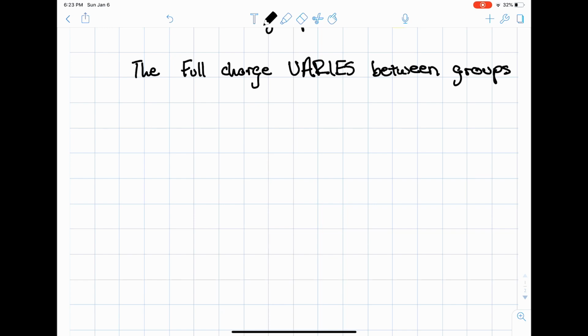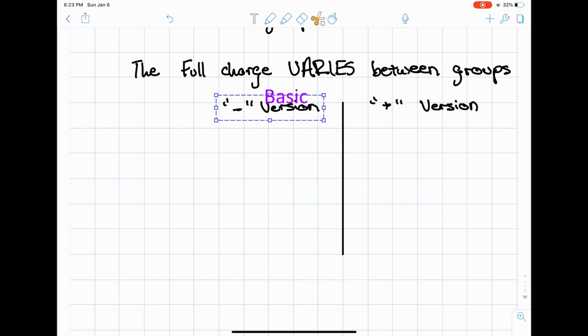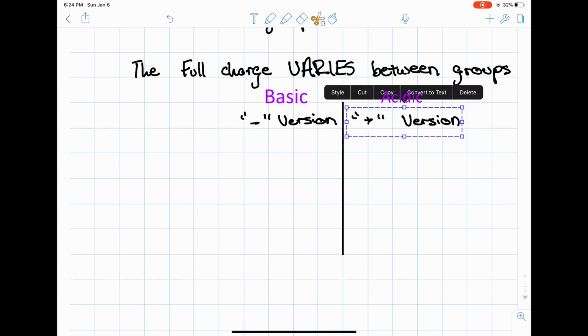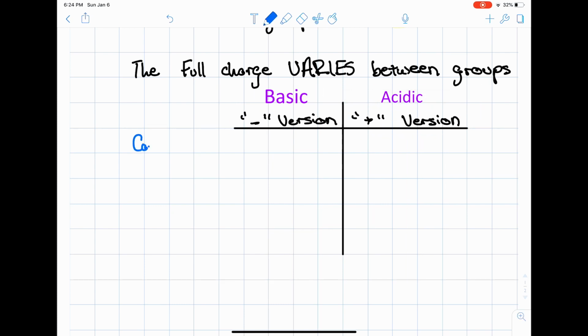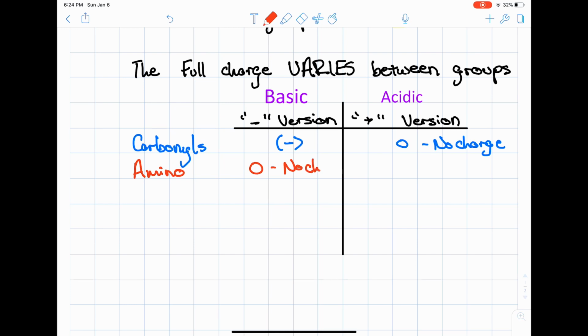For me, this isn't the most scientifically accurate way to look at this, but I like to think for each group there's a quote-unquote negative or basic version and a quote-unquote positive or acidic version for the charges that it can have. For all amino acids, the carbonyl group can only either have a full negative charge as its basic version or no charge for its acidic version. The amino group can only either have no charge for its basic version or a full positive charge for its acidic version. The R group is a little tricky.